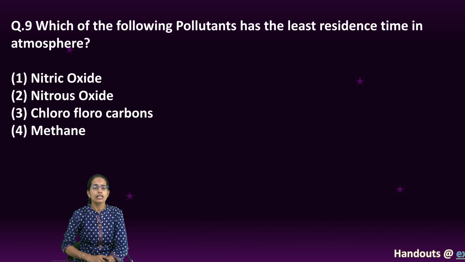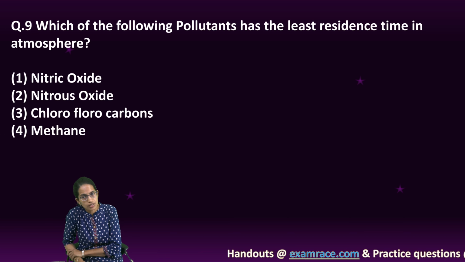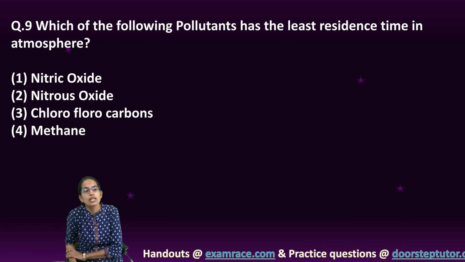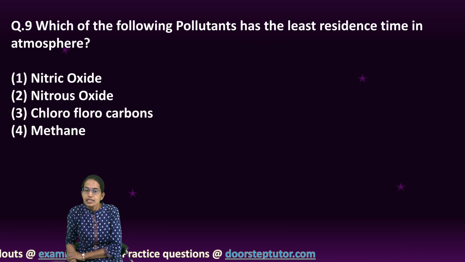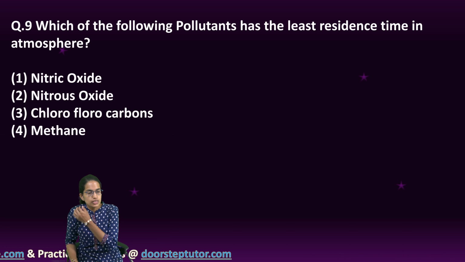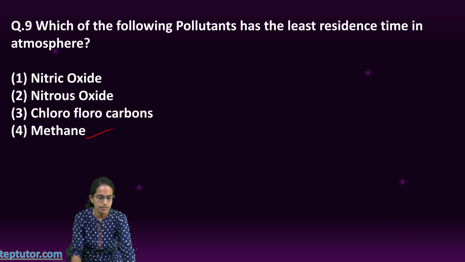The next is, which pollutant has the least residence time? This is something that we have covered extensively in our video lectures, the various components and their residence times. So from the given choices, the least residence time would be methane. So methane becomes the right option here.